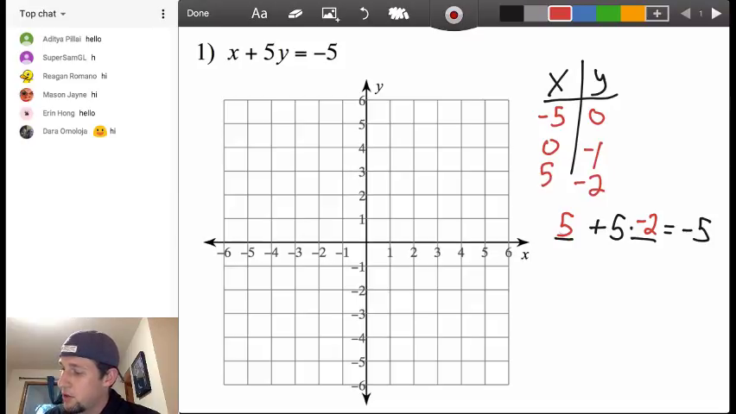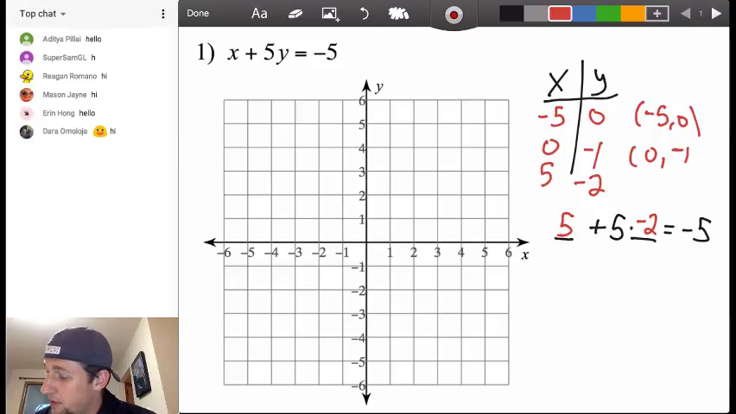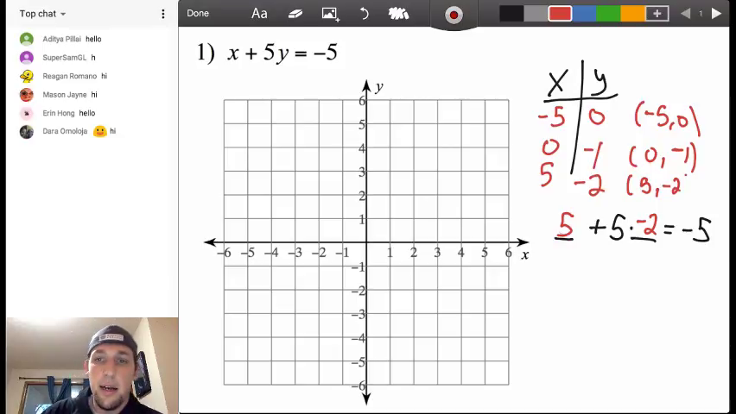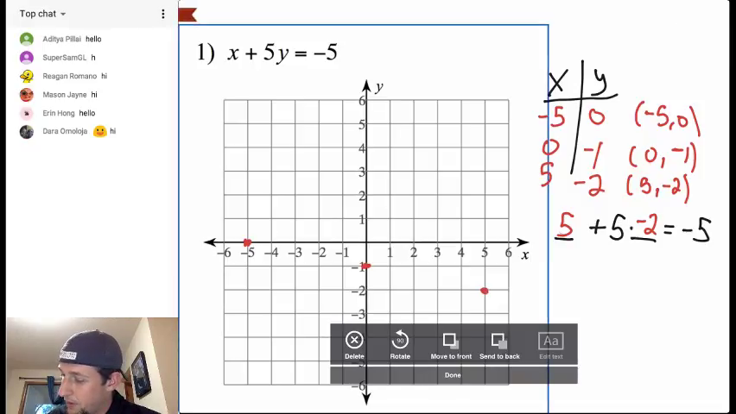If I plot all those points, remember, each of these corresponds to an ordered pair. You don't actually have to write out the ordered pair. This means the same thing, but some of you are more familiar with it in that form, so I want to make sure that we're seeing that too. We would now plot these 3 points on our graph. So -5, 0 is right on our x-axis. 0, -1 is on our y-axis, and 5, -2 is kind of out in the middle of nowhere.